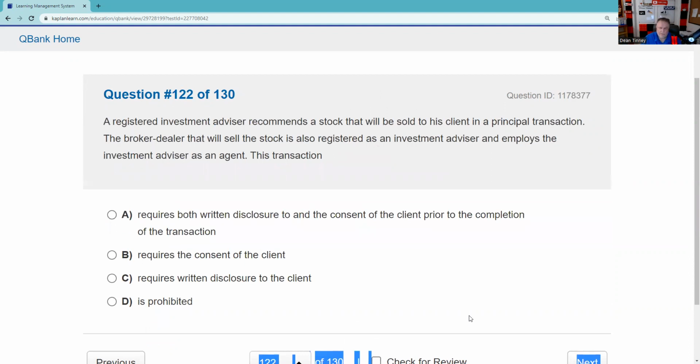A registered investment advisor recommends a stock that we sold to his client in a principal transaction. That means I may have my dealer principal capacity. So as a minimum, we're going to have a disclosure requirement. Requires both written disclosure to and the consent of the client prior to the completion of the transaction. Consent, disclosure is always going to be a right answer. So now we just got to decide which one of these is the best right answer, and it's going to be A. That is very much a test question, right? Requires written disclosure and the consent prior to the completion of the trade. Very much a test question.